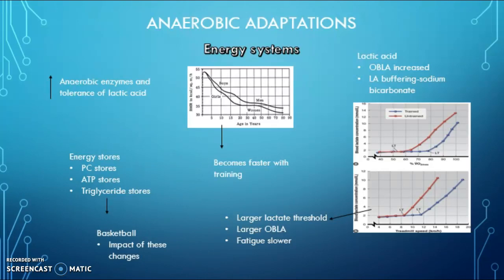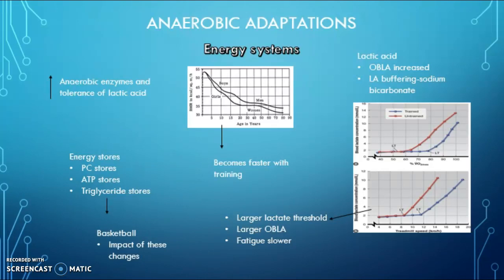Another adaptation would be that PC, ATP, and triglyceride stores are increased, meaning that you can use the ATP-PC system for a longer period, and you can use more fats for an energy source. This is good for a basketball player like Giannis, as he needs to make explosive movements when jumping or driving to the basket, etc. And phosphocreatine is great for this.